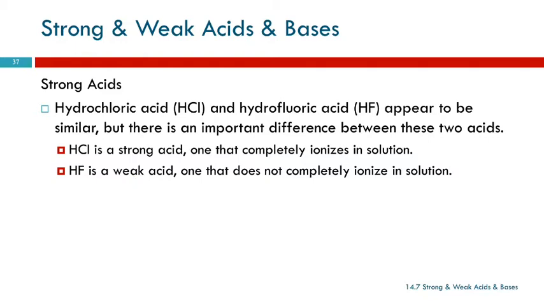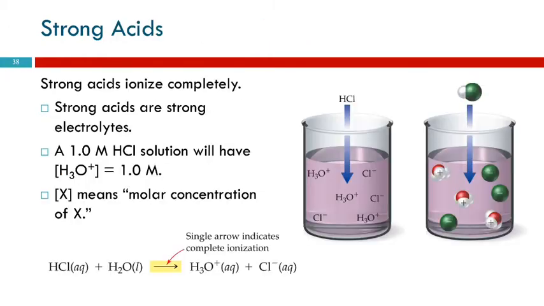If we just look at names and formulas, hydrochloric acid, HCl, and hydrofluoric acid, HF, they seem to be similar, right? Chlorine and fluorine are sisters on the periodic table, and here they are hanging out with hydrogen, and so they appear similar. But there's a very significant difference between them. HCl is a strong acid, HF is a weak acid. Why? How? That's beyond the scope of this class.